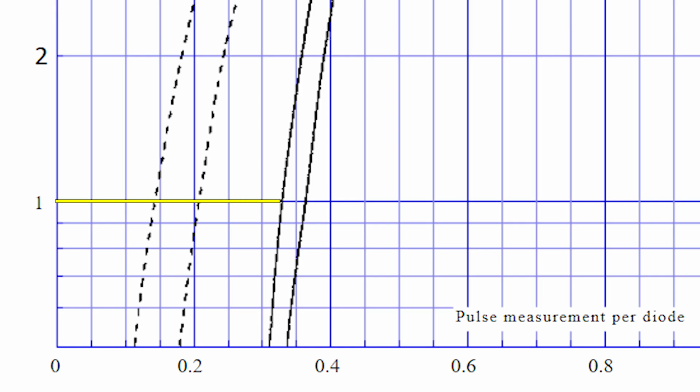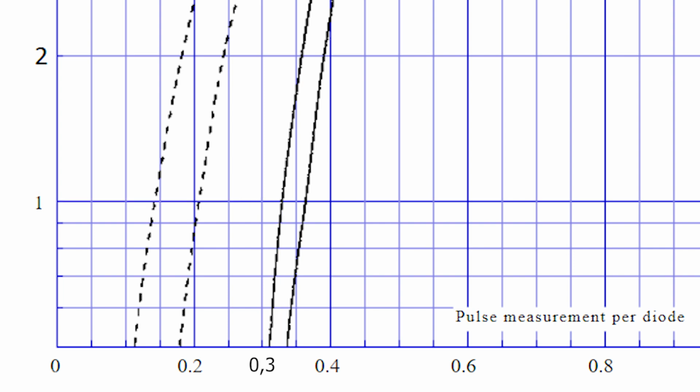From the place where they intersect, I draw an imaginary vertical line and go down. This is where the approximate voltage drop across the diode will be. If you look at the left lane, by the typical value, with a current of 1 ampere, the voltage drop should be slightly more than 0.3 volts, about 325 millivolts.